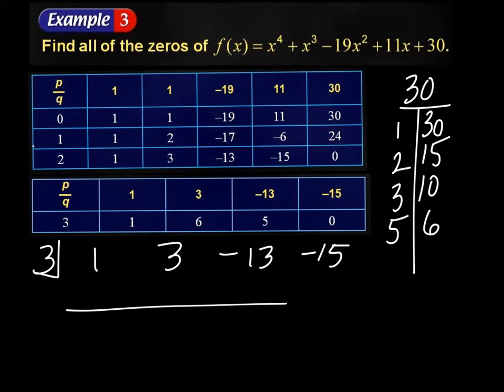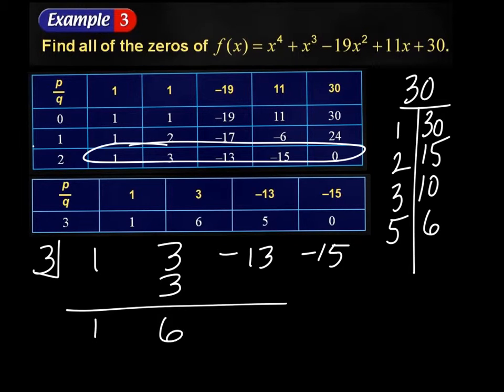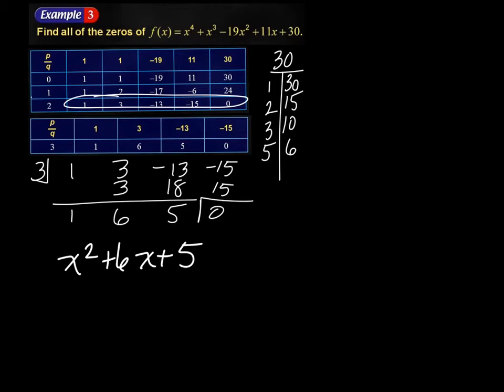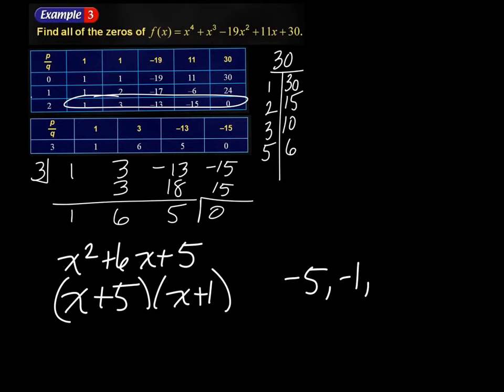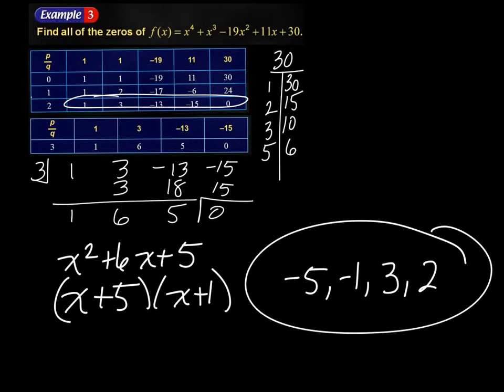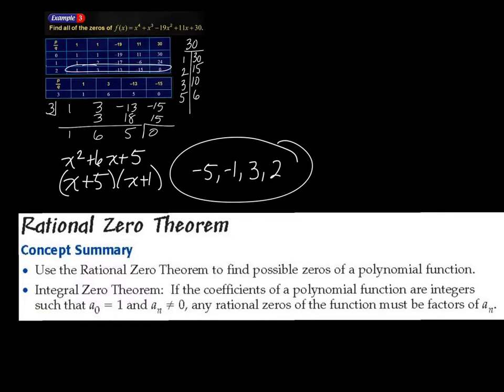So if we put in 3 into that depressed polynomial we ended up with here, we've got 1, 3, 6, 18, 5, and 15. And what do you know? We get a zero. So now I need factors of 5 that give me a sum of 6, which is 5 and 1. So that'll give us zeros at -5 and -1, and we already had zeros at 3 and 2, so there's our complete list.